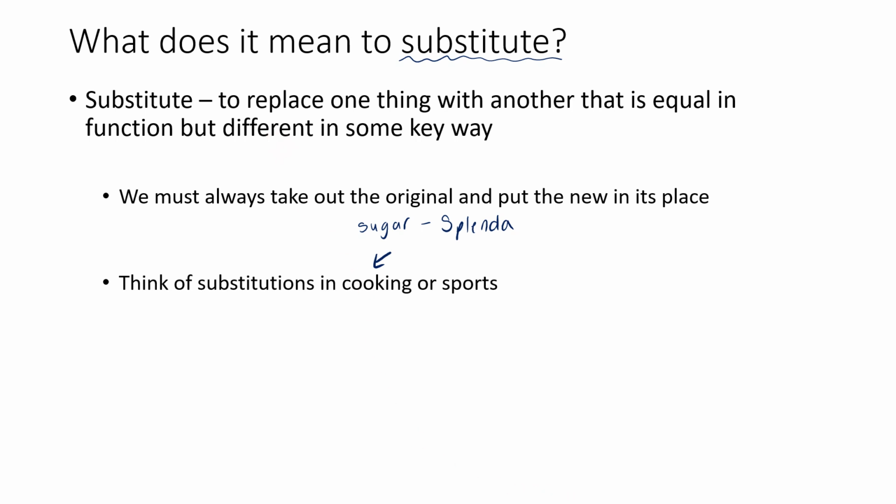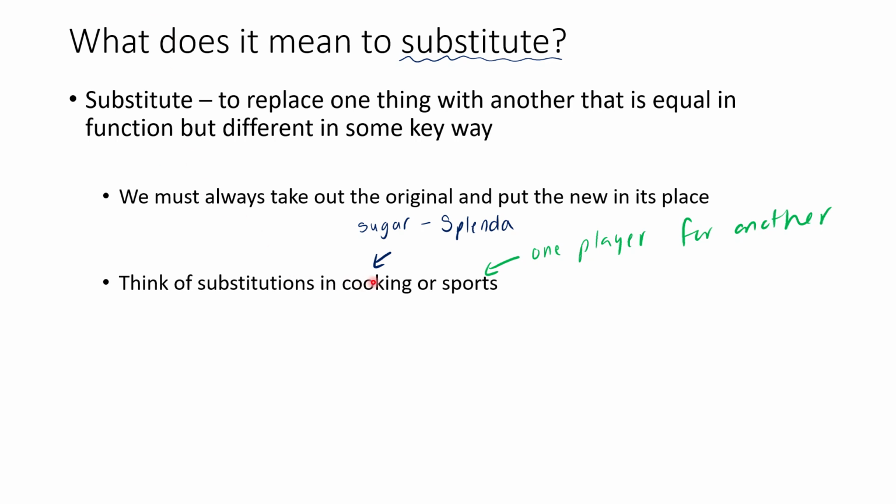Another example you might think of is in sports. If I'm going to watch a sport, it's probably going to be baseball, and you might make a substitution of one player for another. In baseball, maybe you're going to take your pitcher out, and what you're going to do is replace your pitcher with another pitcher. So again, equal in function, but different in some key way. Maybe you've got one pitcher who has been in for 7.5 innings, and their arm is tired. So the difference would be we're going to replace this pitcher with another pitcher who has a fresh arm, or maybe you want to substitute a left-handed pitcher for a right-handed pitcher, and so forth.